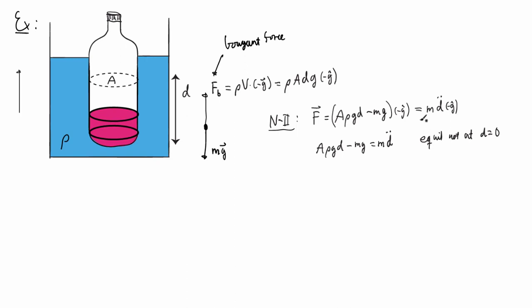So to get away from that, we will redefine our variables a little bit. If we are in equilibrium, we know that the net force is 0. So let's do that here. We're looking at equilibrium, F equals 0, and we're going to call the d at that point d0. So if F equals 0, that means that this has to be 0.